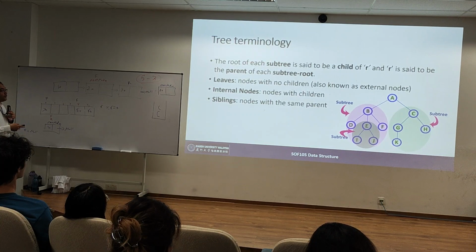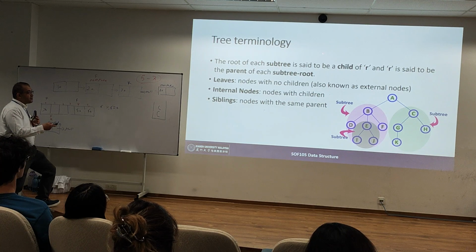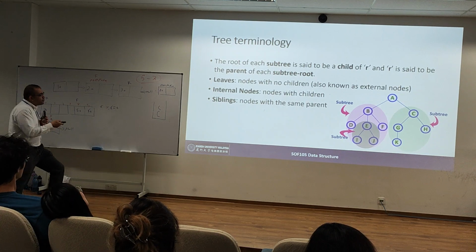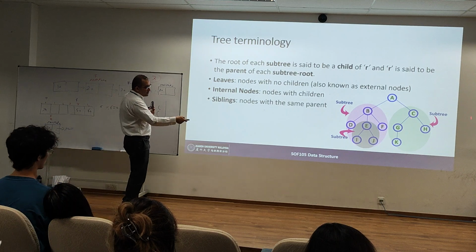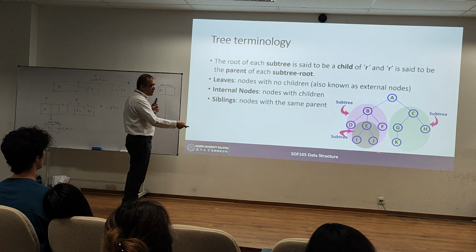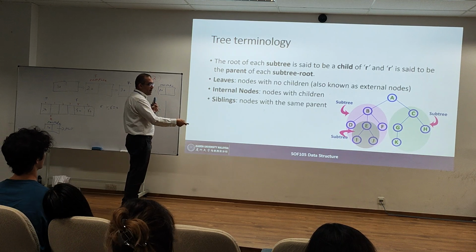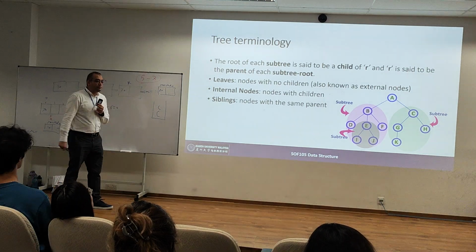So, the root of each subtree, look at this terminology. The root of each subtree is said to be the child of R. And R is said to be the parent of each subtree. So we have a new terminology called subtree, correct? So this one is the entire tree, correct? Which one is the root? A. Which ones are the leaves? D, I, J, K, F, right? And H, correct? All of them, we call them leaves, right?